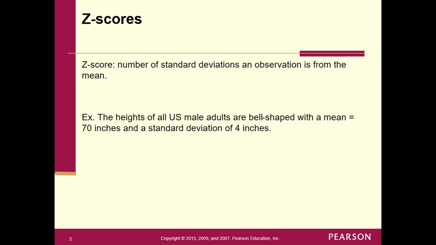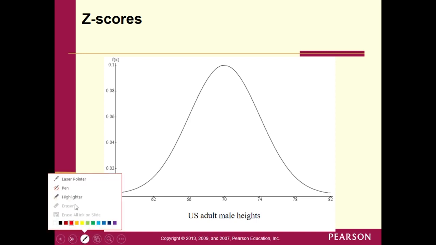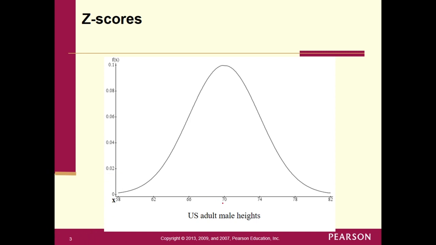So, for instance, let's go back to our empirical rule question. We had the heights of all U.S. male adults are bell-shaped, with a mean of 70 inches and a standard deviation of 4. So we said mu is equal to 70, sigma is equal to 4. And remember this graph here? We put 70 right in the middle of our bell-shaped curve, and then we went out one standard deviation, two standard deviations, three standard deviations, and then the opposite way.